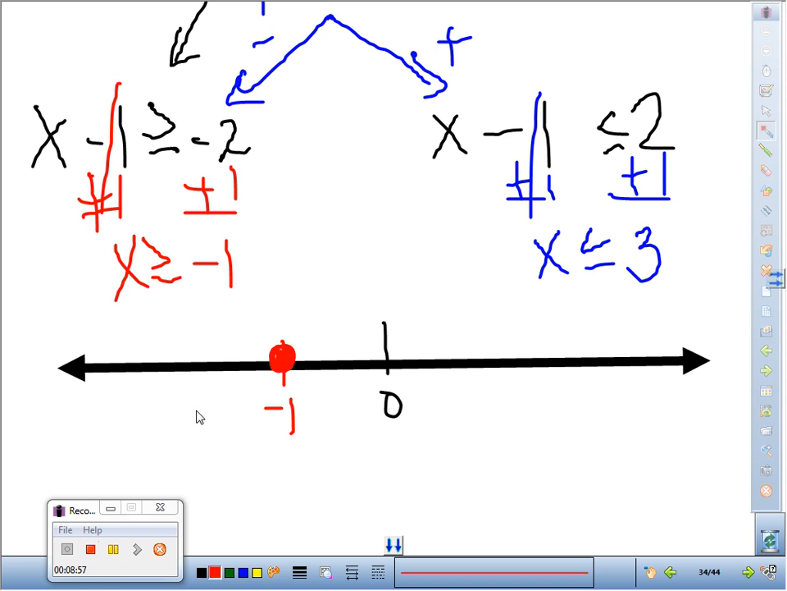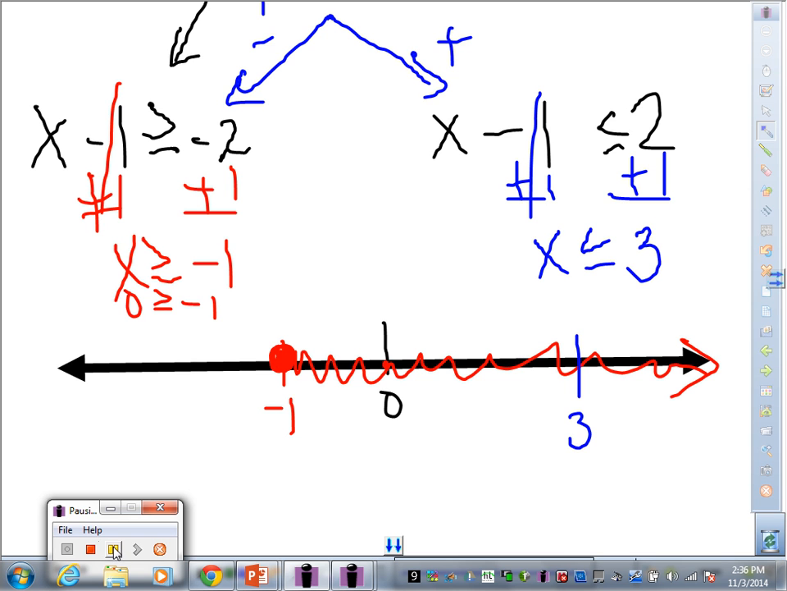I'm going to test another number, so I can substitute in here. I'm going to test 0. Is 0 greater than or equal to negative 1? Yes, it did work, that means we're going to shade this inequality going that direction. Are we there so far? However, now we have another inequality, which is this one. That means my dividing point for this one is 3. Are we there so far?